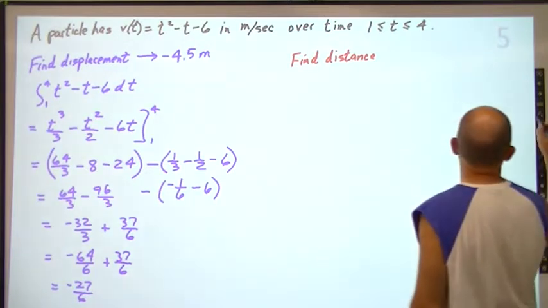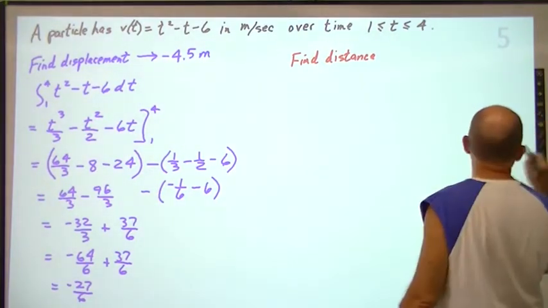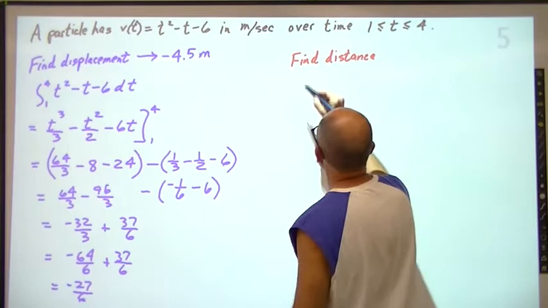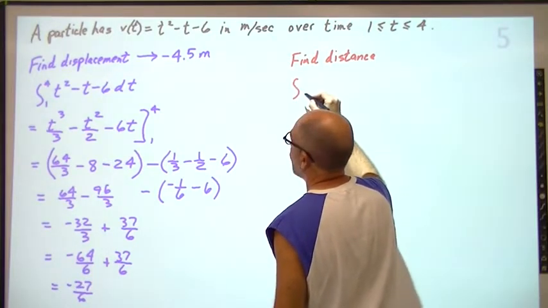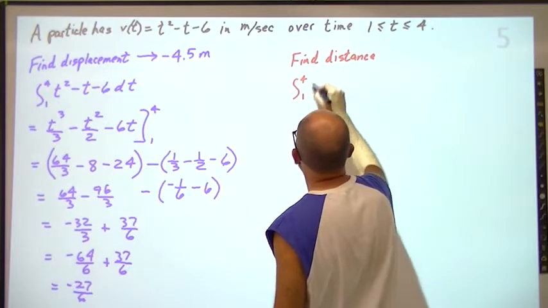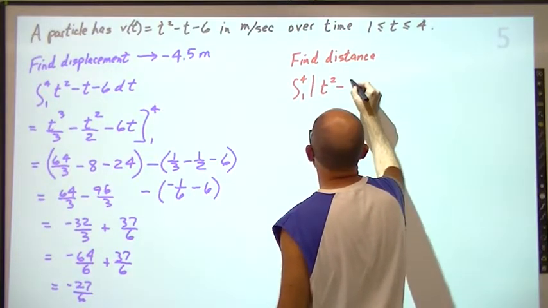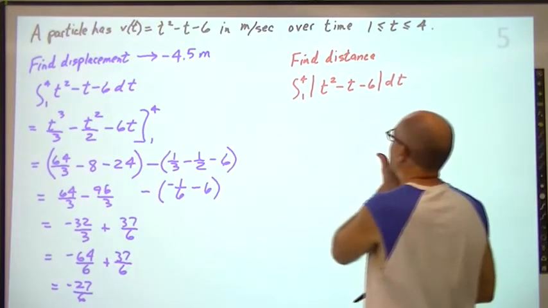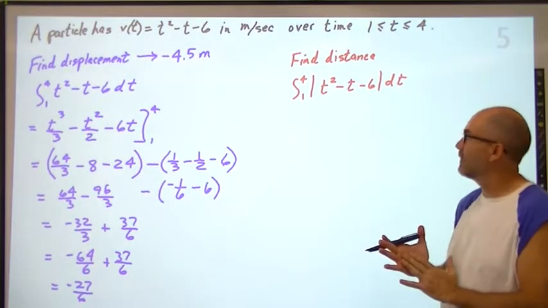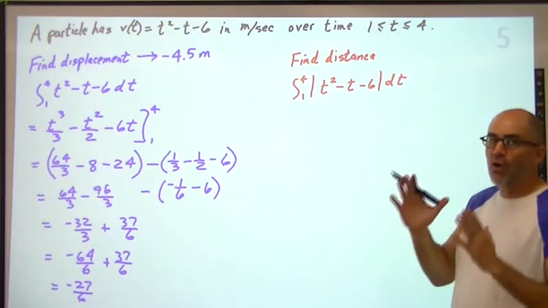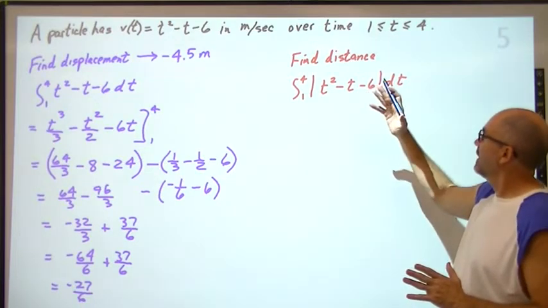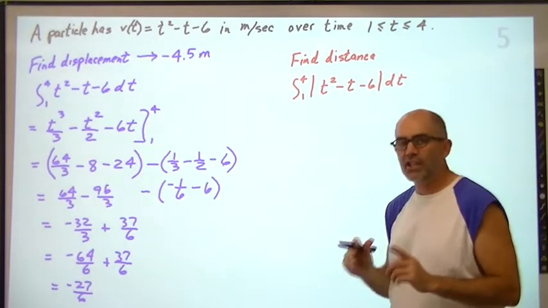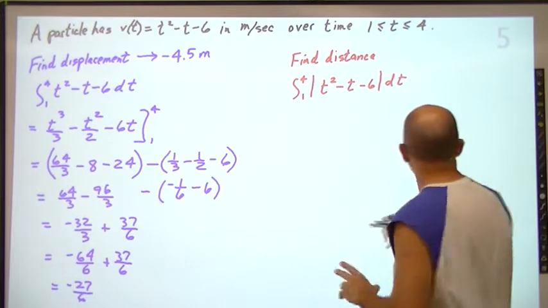So what that showed us is, well, let's finish the distance and then we'll come back and look at it all again. So now the distance is the integral from 1 to 4 of the absolute value of t squared minus t minus 6 dt. Distance is always positive. Now, you need to know where it crosses the x-axis, or in this case the t-axis. So you need to know where it changes from positive to negative. So let's look at that.